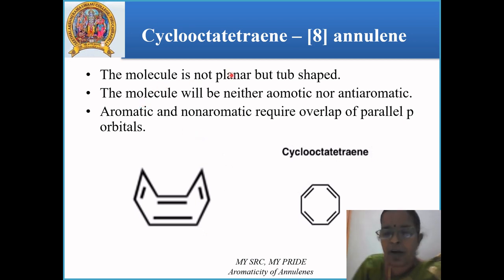Cyclooctatetraene is an example of 8-annulene. This compound is not a planar one. Why is it not planar? Due to bond angle strain. This molecule exists in a tub shape, so it is neither aromatic nor anti-aromatic, because the overlap of parallel p orbitals is prevented by the tub shape, so it behaves as a non-aromatic compound.